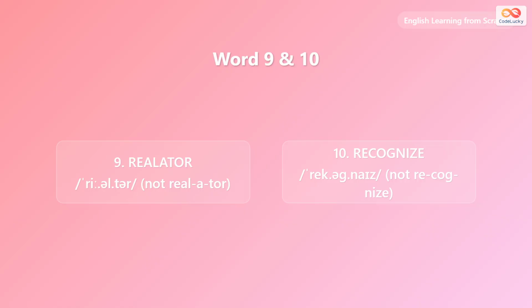Let's continue with words 9 and 10. Word 9 is realtor. This is a person who sells real estate. Pronounce it as realtor. Do not say realator with 3 syllables. Word 10 is recognize. It has 3 syllables, recognize. A common error is stressing the wrong syllable. Place stress on the first syllable, recognize.